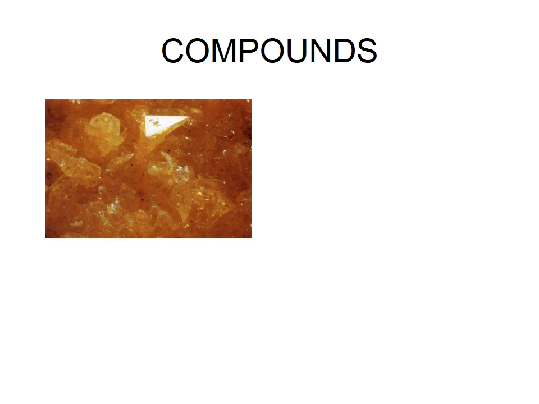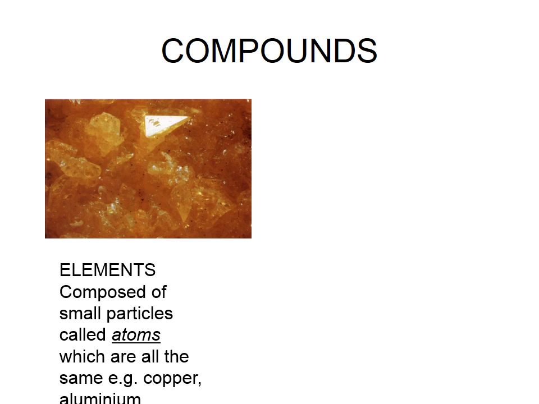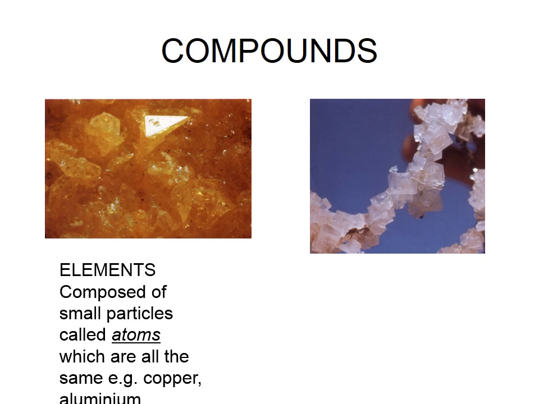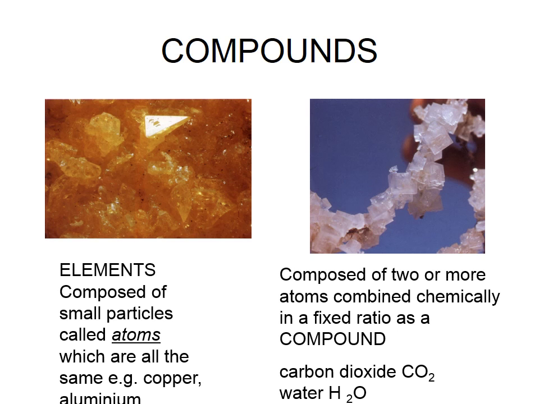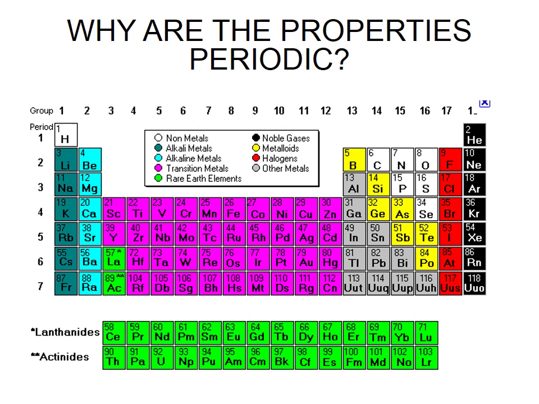So Dalton said we can have elements which consist of one type of particle which he called atoms, and all of these atoms are the same. These atoms can then combine to form compounds in a fixed ratio in a chemical reaction, and this gives us the variety of the substances that we have on Earth. If we choose to mix elements together, or mix elements and compounds, or even just compounds in a physical manner, we get mixtures, which unlike compounds have no fixed ratio.